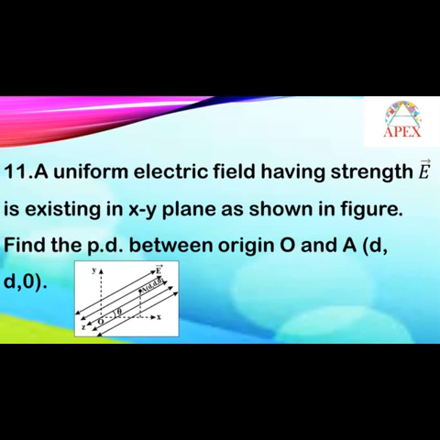Okay, first of all, if you want to write the information of the electric field, it will be along the x-axis and along the y-axis. If you want to represent it, E bar is nothing but the x component and y component written separately, that is E cos theta i cap plus E sin theta j cap.